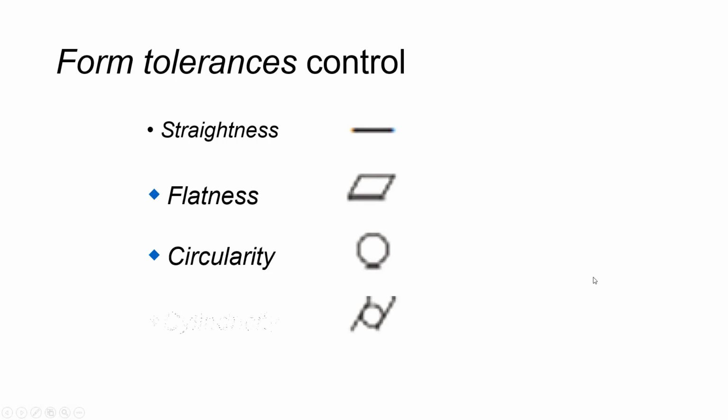So form tolerances, these are form tolerances for individual features. So they're not related. So when you use these symbols, you will not include a datum in the feature control frame box. So we have straightness, flatness, circularity, and cylindricity. That's a hard one for me to say too.